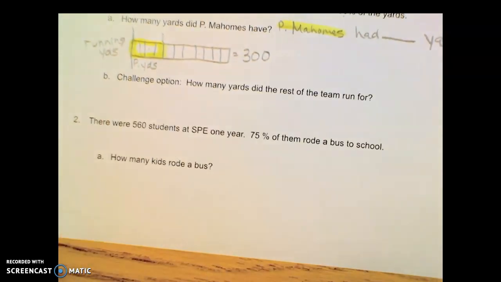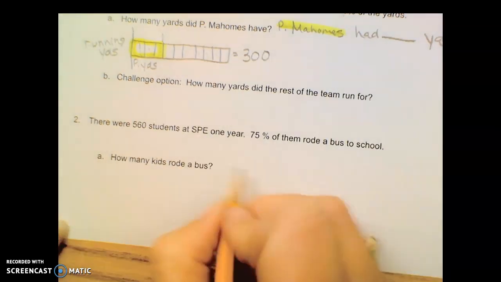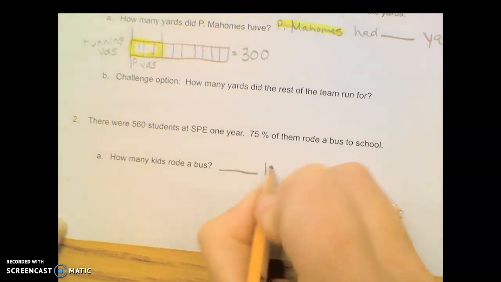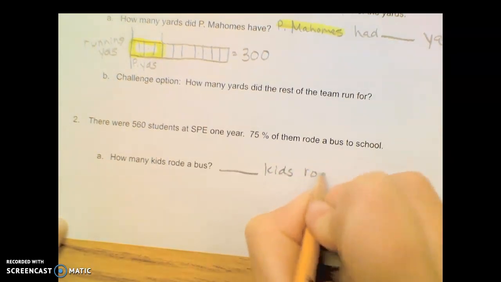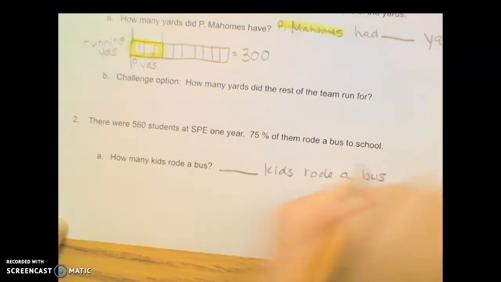Let's look at number 2. Number 2 says there were 560 students at SPE one year. 75% of them rode a bus to school. How many kids rode a bus? So our answer statement would be blank kids rode a bus.